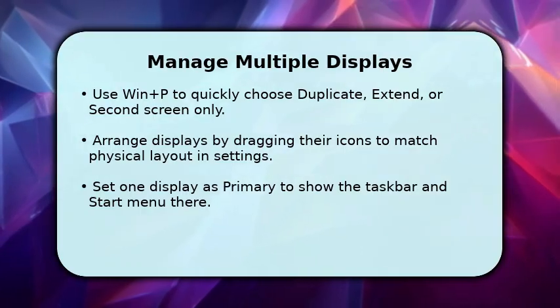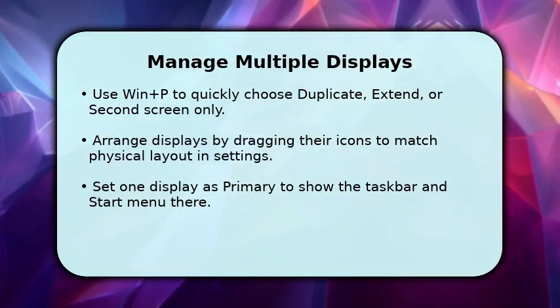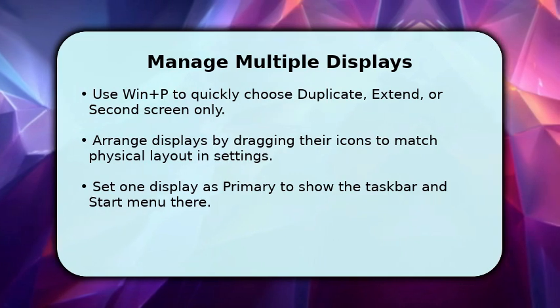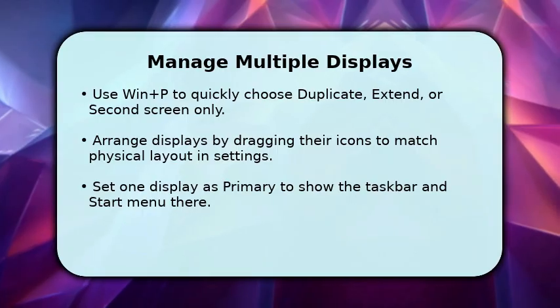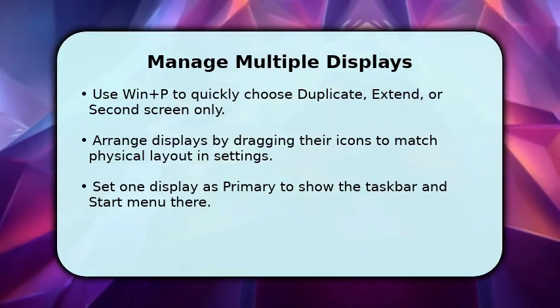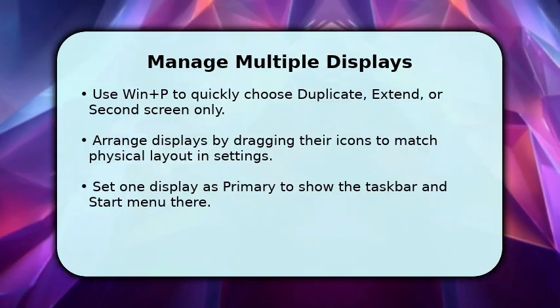Use Win+P to quickly choose Duplicate, Extend, or Second Screen only for presentations or focused work. For different resolutions, pick the recommended resolution per monitor to avoid scaling blur. If displays flicker, check cables and update the graphics driver from Device Manager.